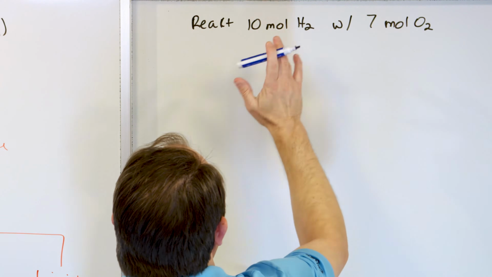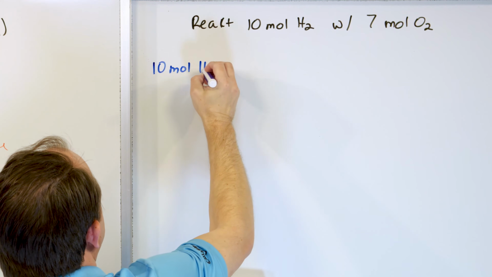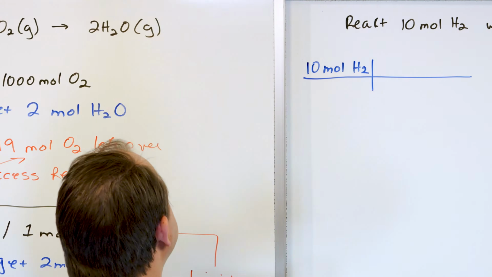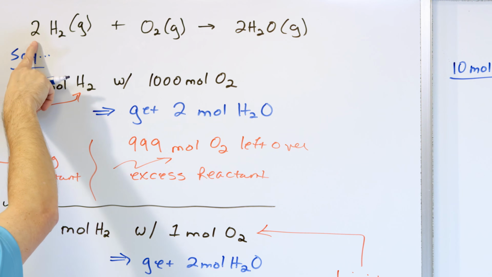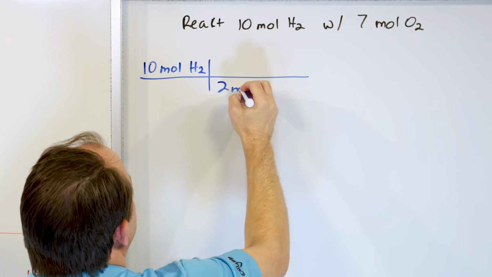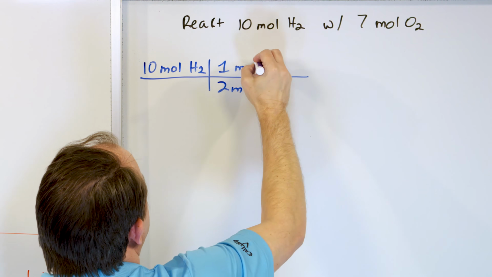Well, let's take the first thing. Let's say 10 moles of hydrogen. Now let's calculate how much oxygen, according to this chemical reaction, is going to be needed. We know that they react in the ratio of 2 moles of hydrogen to 1 mole of oxygen. So for every 2 moles of hydrogen, it reacts with 1 mole of oxygen.